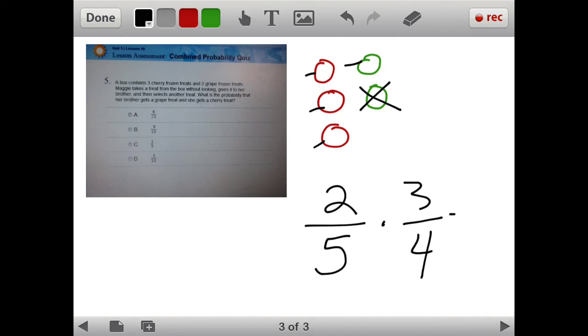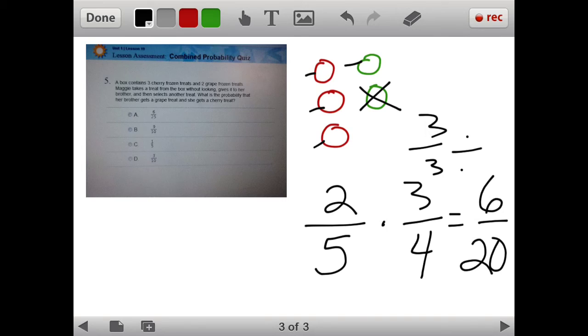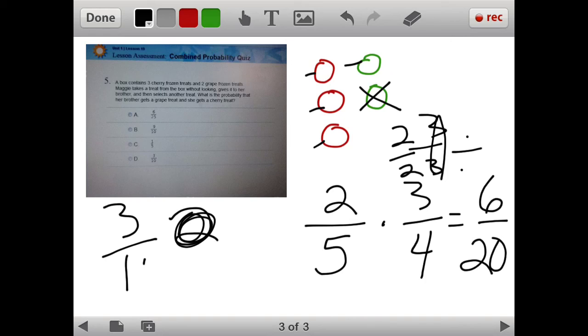So now we have to multiply these. 3 times 2 is 6. 5 times 4 is 20. And 6 over 20 can be simplified by dividing by 2 over 2. 6 divided by 2 is 3, and 20 divided by 2 is 10. So my answer here would be 3 over 10, or the answer D.